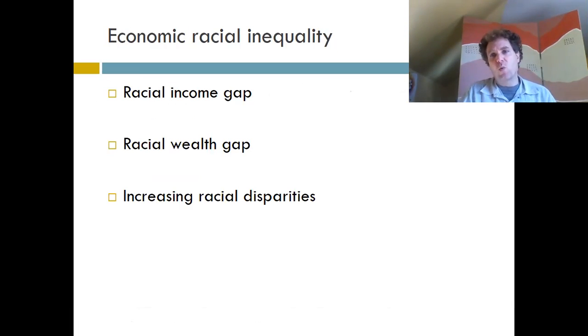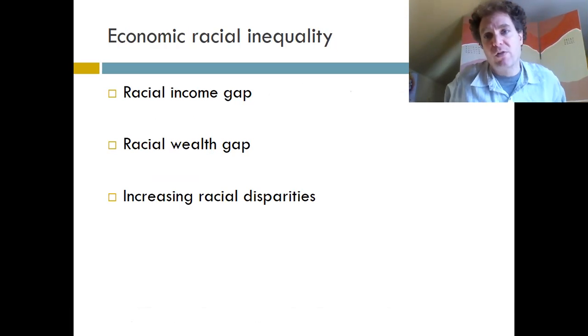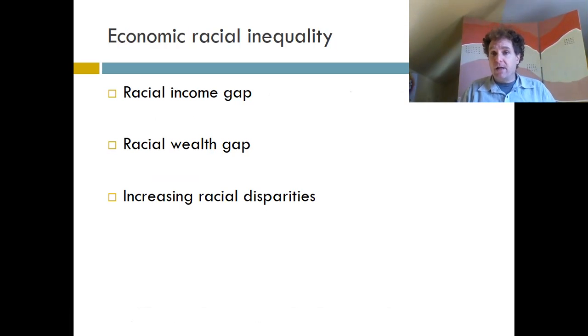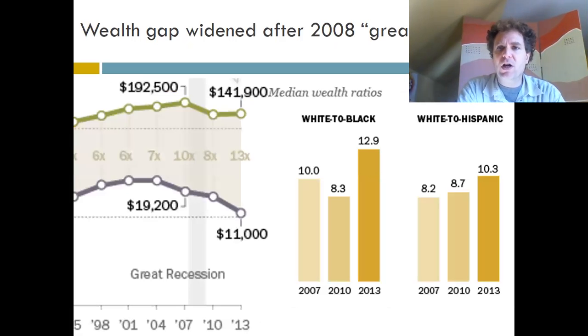What we can ask ourselves is, what has happened to the racial wealth gap over time? Are things getting better? Have they stayed the same? Are they getting worse? And so to a large degree, to a certain extent, what we can say is that they have gotten worse, right? Meaning that there is more racial inequality now than there was in the early 2000s.